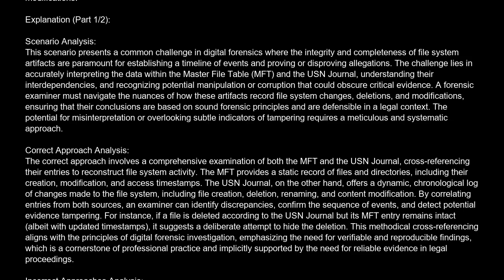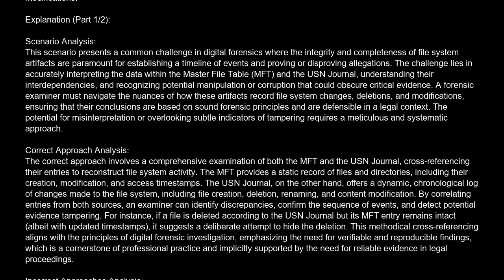A forensic examiner must navigate the nuances of how these artifacts record file system changes, deletions, and modifications, ensuring that their conclusions are based on sound forensic principles and are defensible in a legal context. The potential for misinterpretation or overlooking subtle indicators of tampering requires a meticulous and systematic approach.